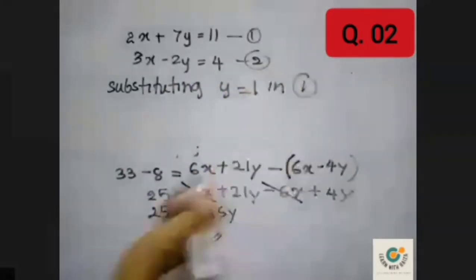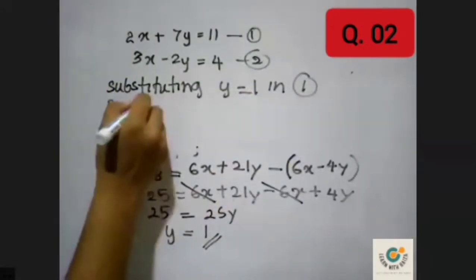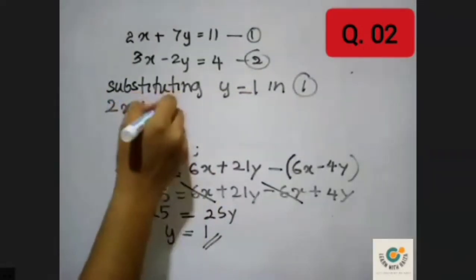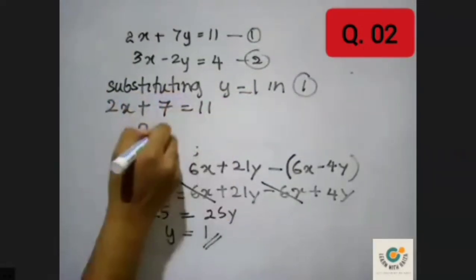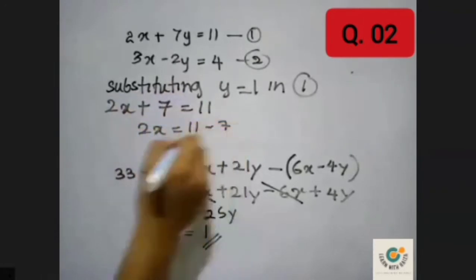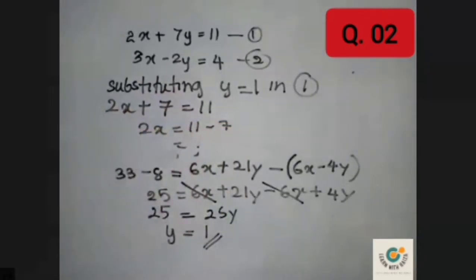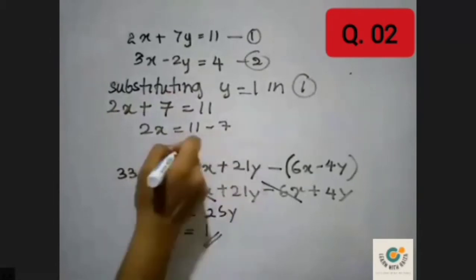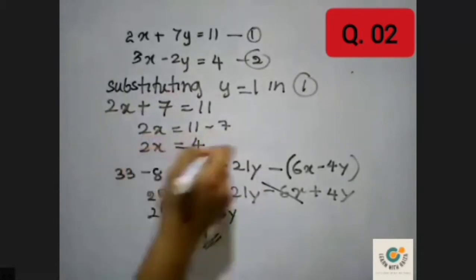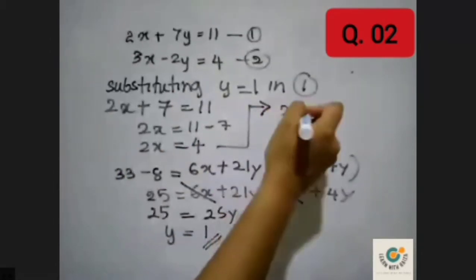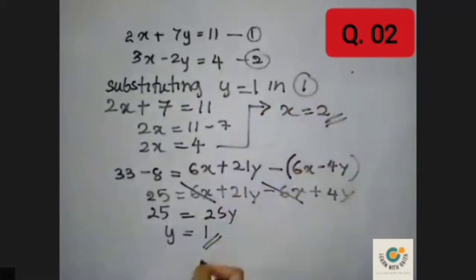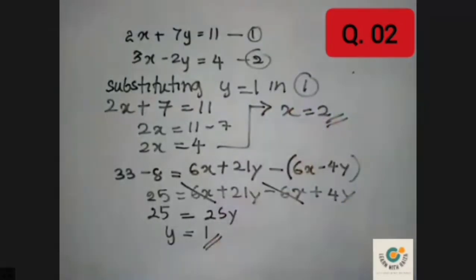I'll take my first equation, right? 2x plus y means 1. 7 times 1 is 7, equal to 11. 2x equals 11 minus 7. What is 11 minus 7 now? You're getting 4. So 2x is equal to 4. Therefore, x is equal to 2. These are the answers that you have to write down, right?